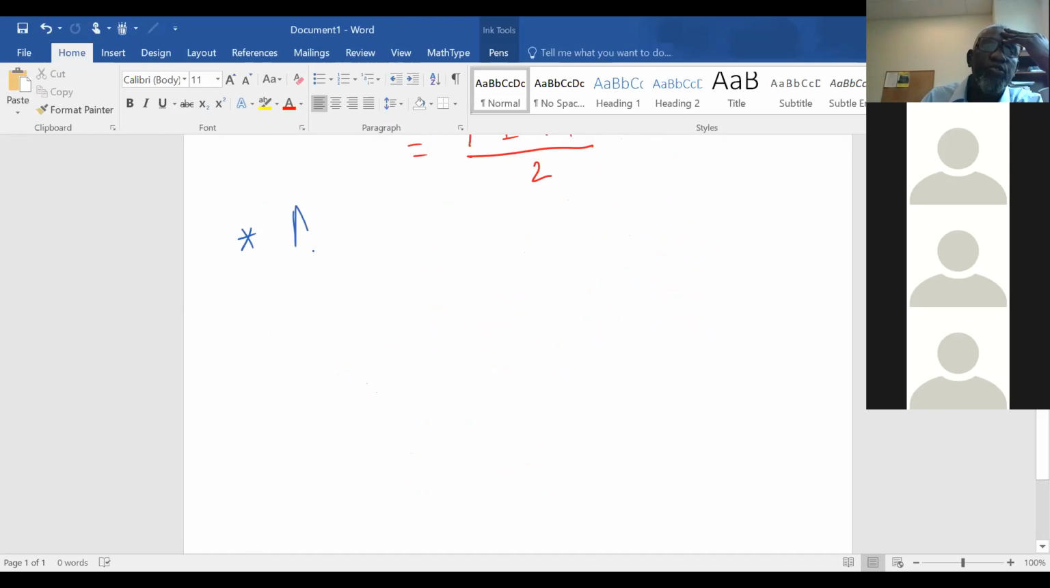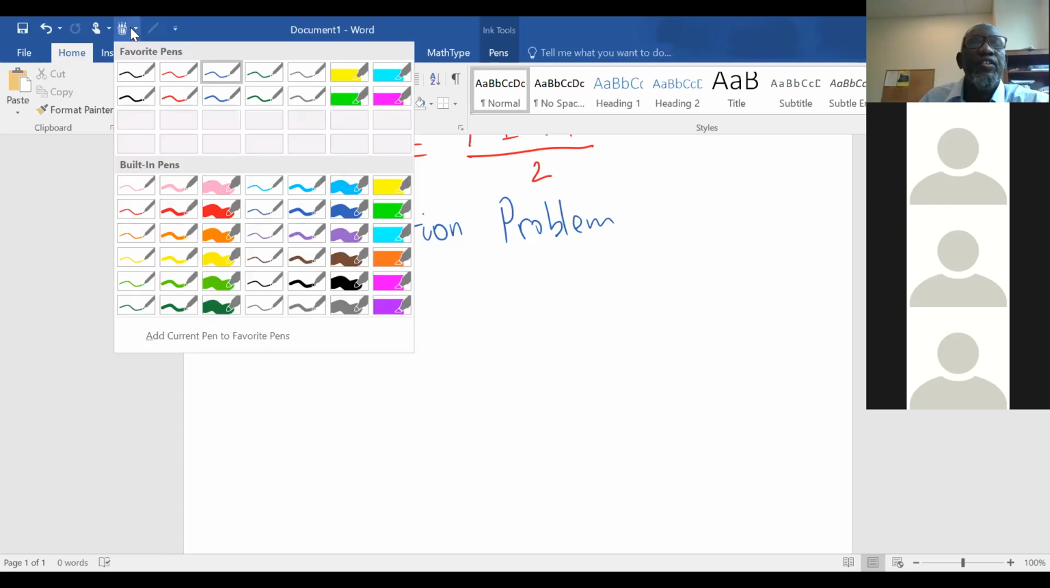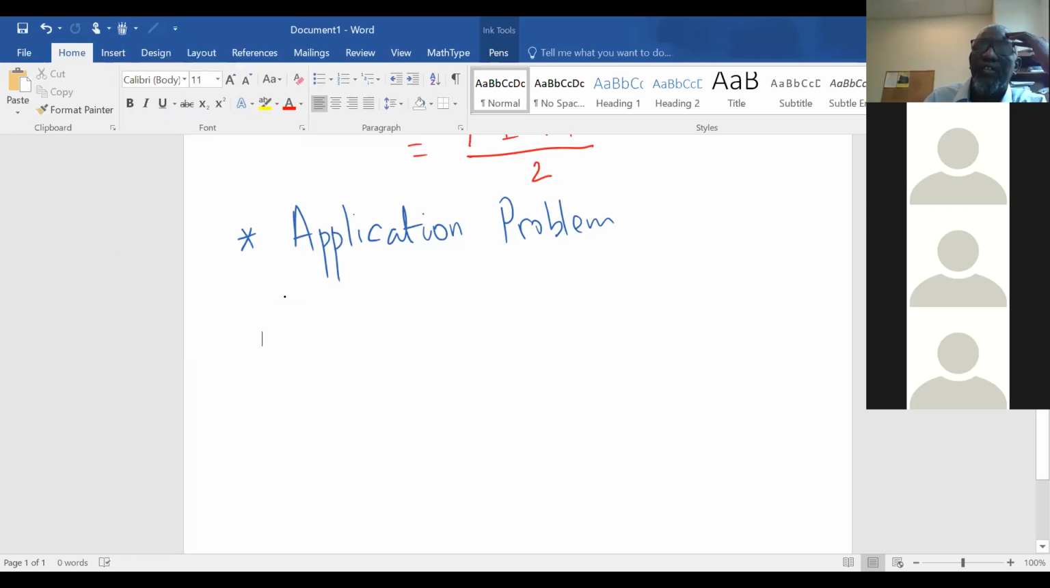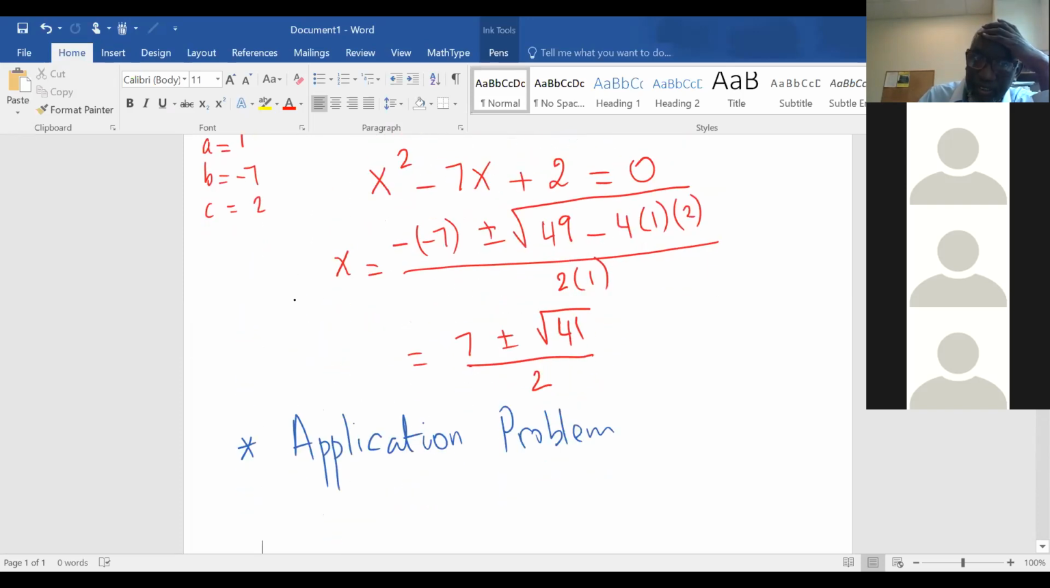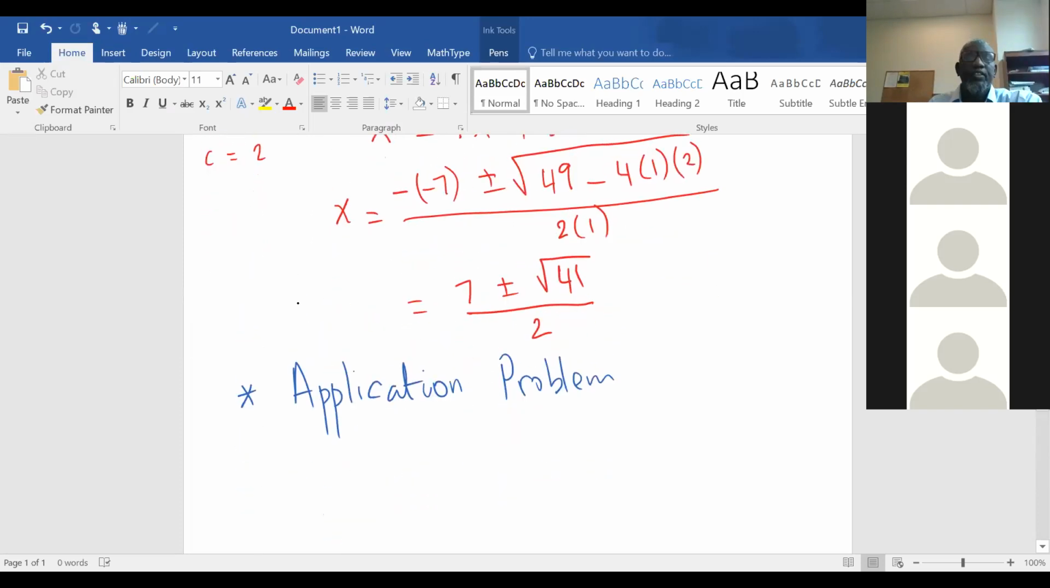We're going to do one application problem that is very, very common. Can you move the screen up just a little? Yeah, right there. Okay, thank you.